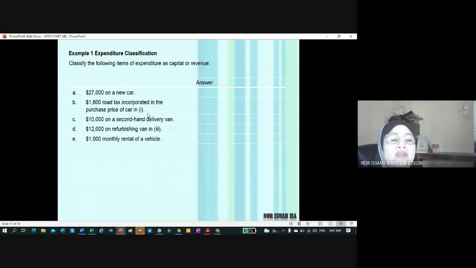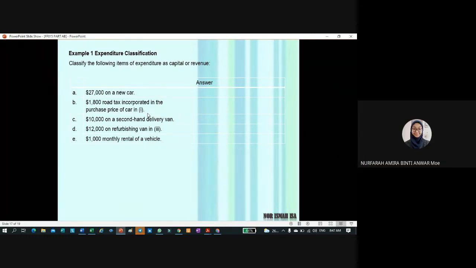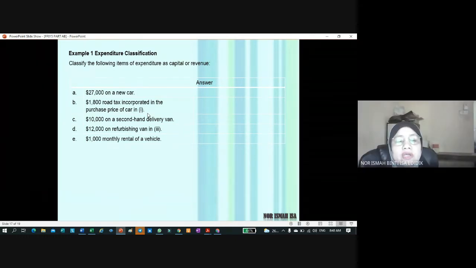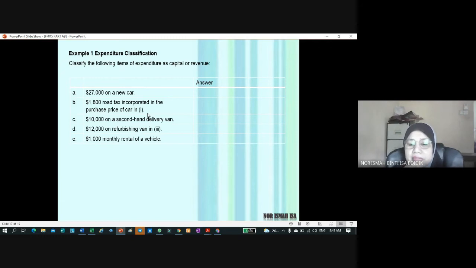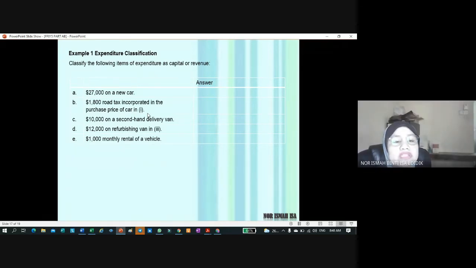Okay, $20,000 on a new car. So ni nak masuk ke mana ni? Asset, financial position. Yes, this is asset expenditure ya. So it must go to the financial position. Okay, B. 1,100 tax incorporated in the purchase price of the car. So this one expenses yang apa ni? This is expenditure biasa ya. Sebab road tax ni dia tahun depan kita kena bayar juga. So it will go to profit and loss ya.